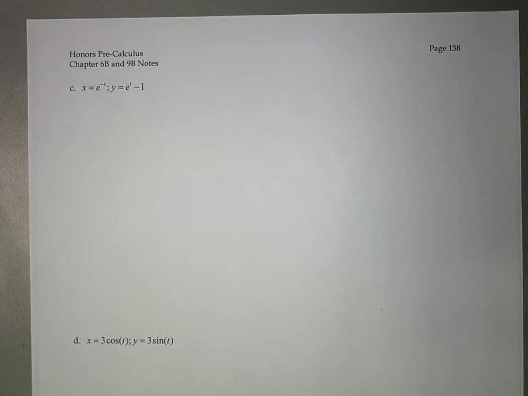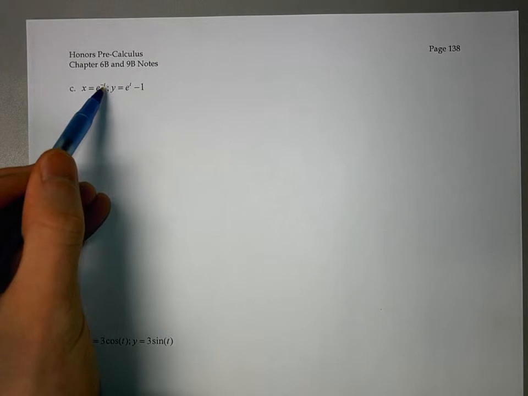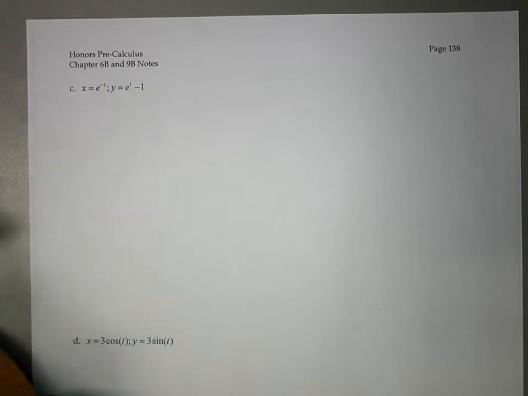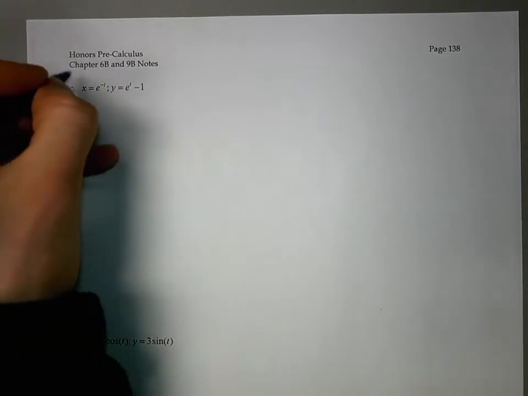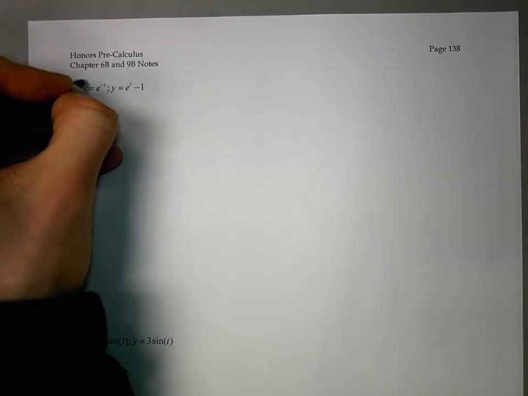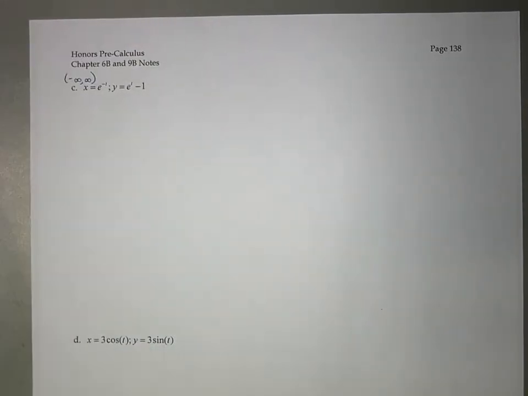Now, let's start by looking at our first piece right there. x equals e to the negative t. What is the domain of that original function? Well, I know right here, e to the negative t, I can plug in anything for t, and it would be defined. So this actually has a domain of negative infinity to infinity.